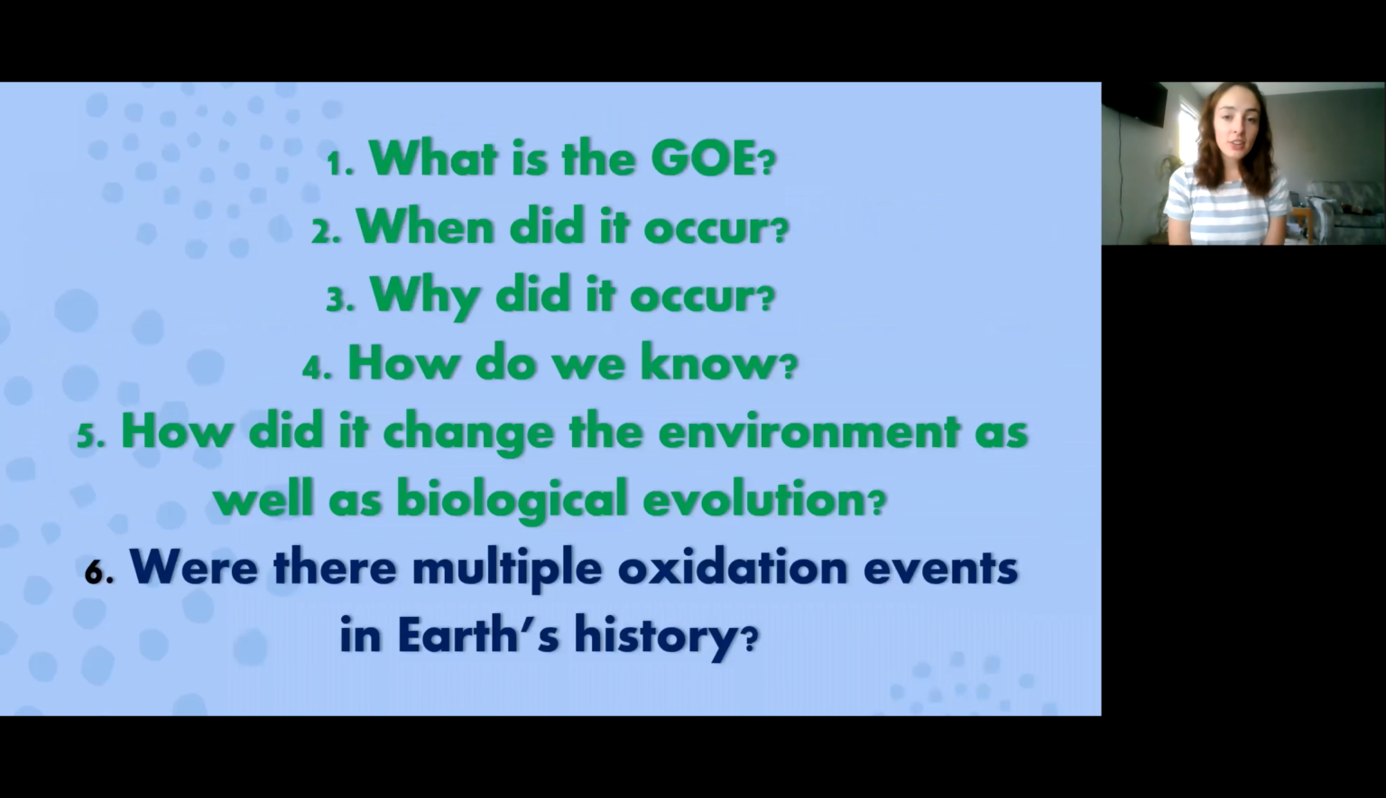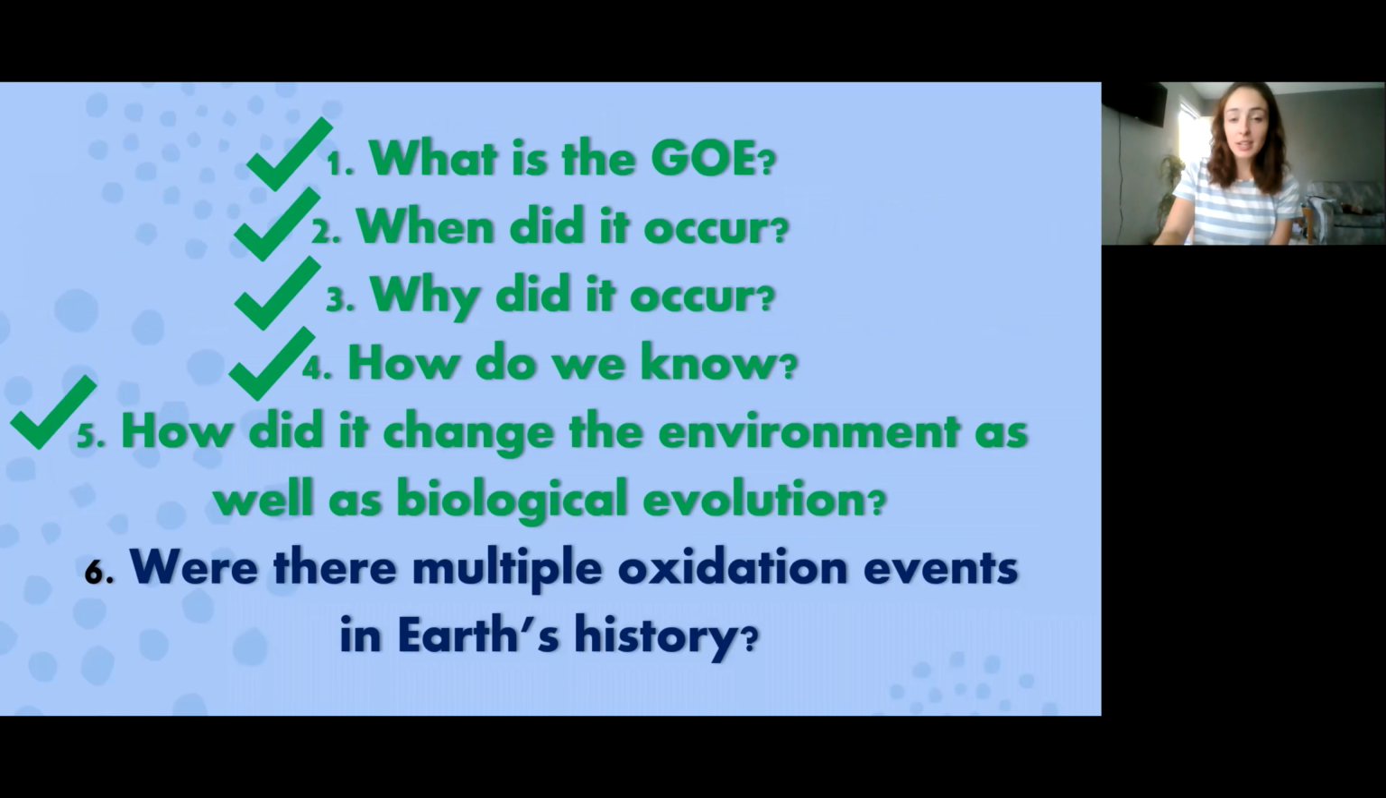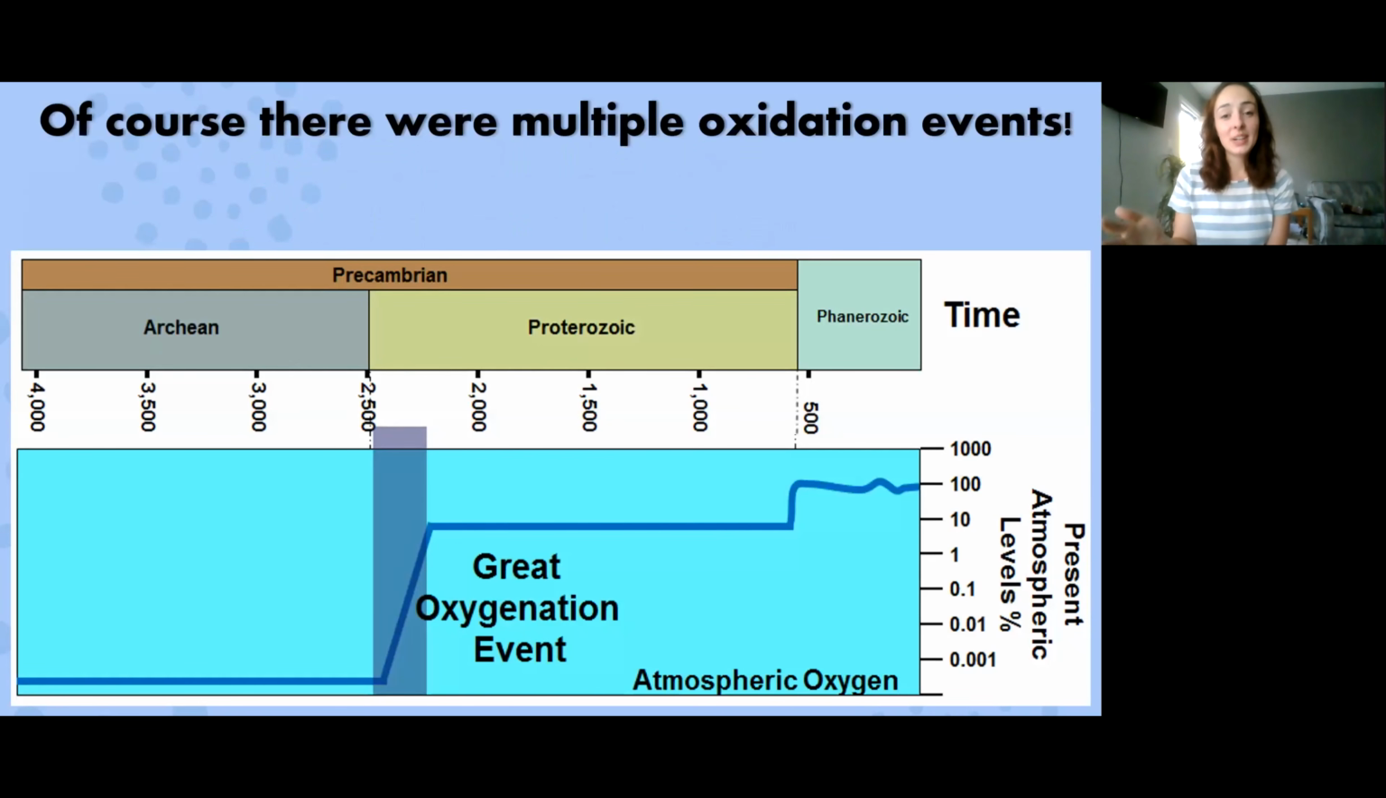So now that we've gone through what the GOE is, when it occurred, why it occurred, how we know it occurred, and how it changed the environment and biological evolution, let's talk about whether there were multiple oxidation events in Earth's history. Well, I kind of already hit on this, but yes, of course there were. Based on what we just talked about, there had to be multiple oxidation events, because we just mentioned that the Great Oxidation Event only oxidized Earth to about 10%, if that, of today's oxygen levels, meaning that there had to be more stepwise events.